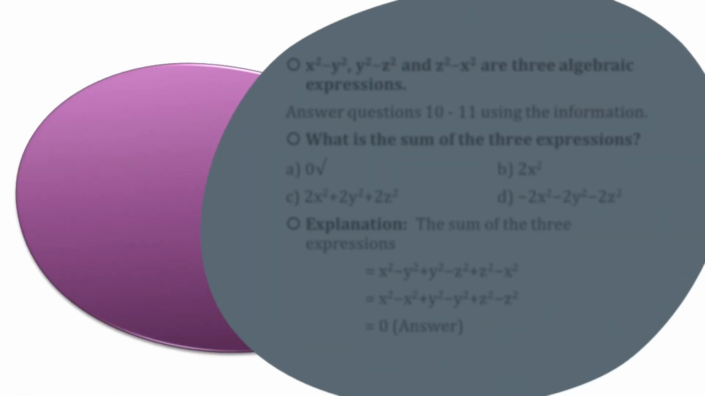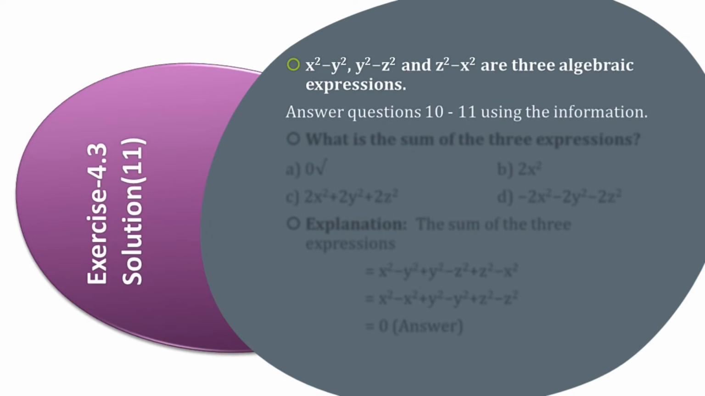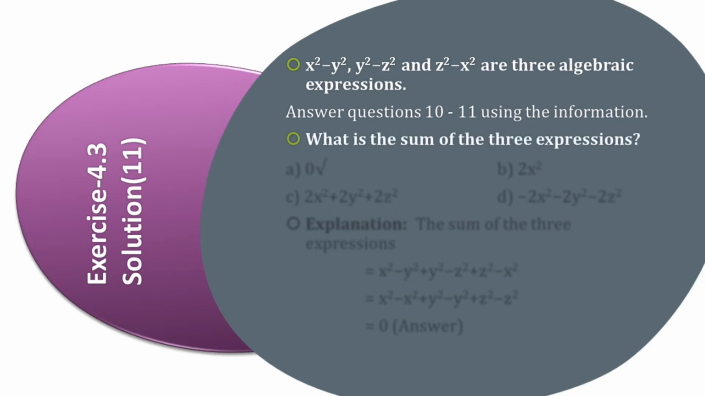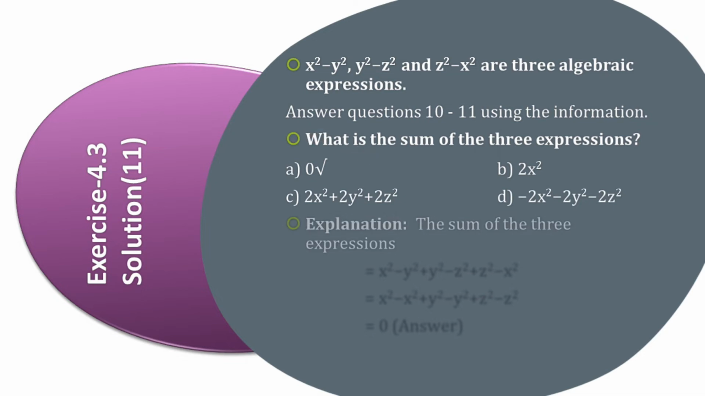Now question number 11, you can see the solution. These are the three expressions we have already discussed, and we answer questions 10 and 11 using that information. Question number 11 is, what is the sum of the three expressions? The answer will be 0, my dear, as you can see the tick mark in option A. Let us see the explanation.